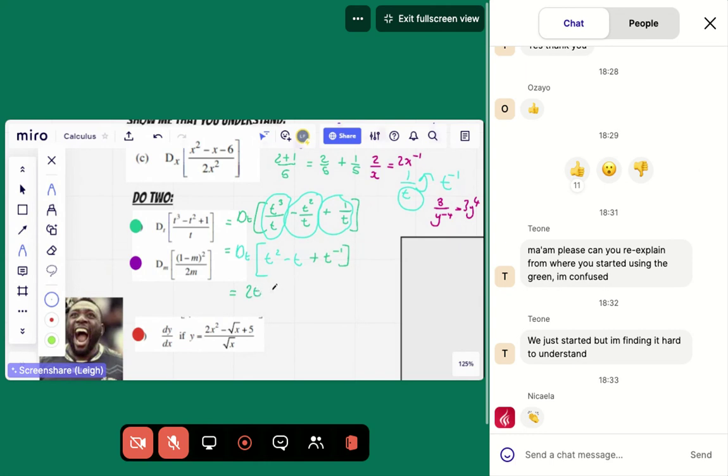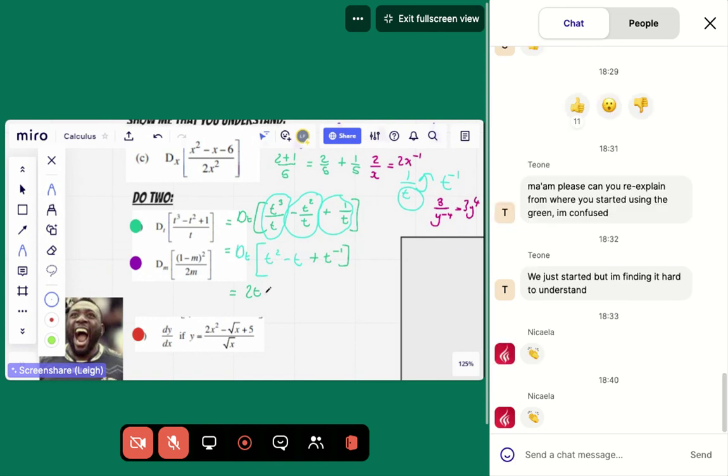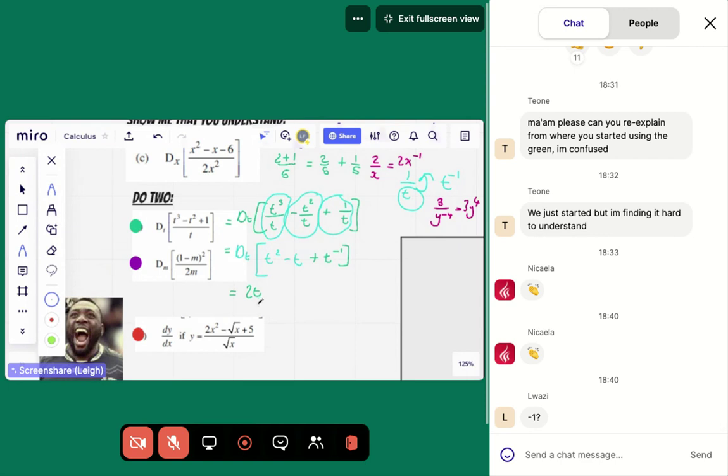Nice job. Okay, and Lwazi, do you know what the second term is going to be? -1. Perfect, Lwazi. Well done. 100%. Okay, now let's call on somebody else. Luyanda, we haven't heard from you today. What's the third term going to be, Luyanda? Isn't it going to be -t to the power of -2?